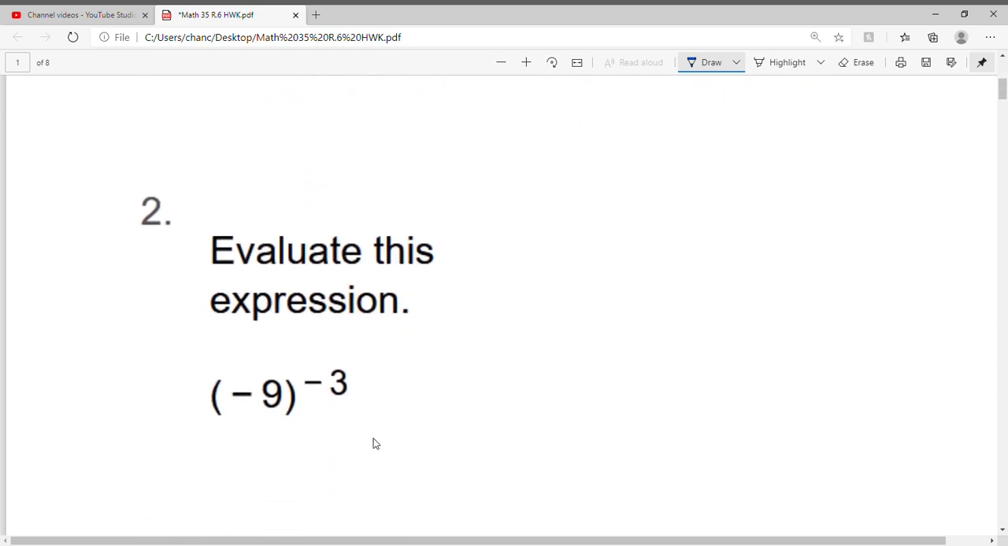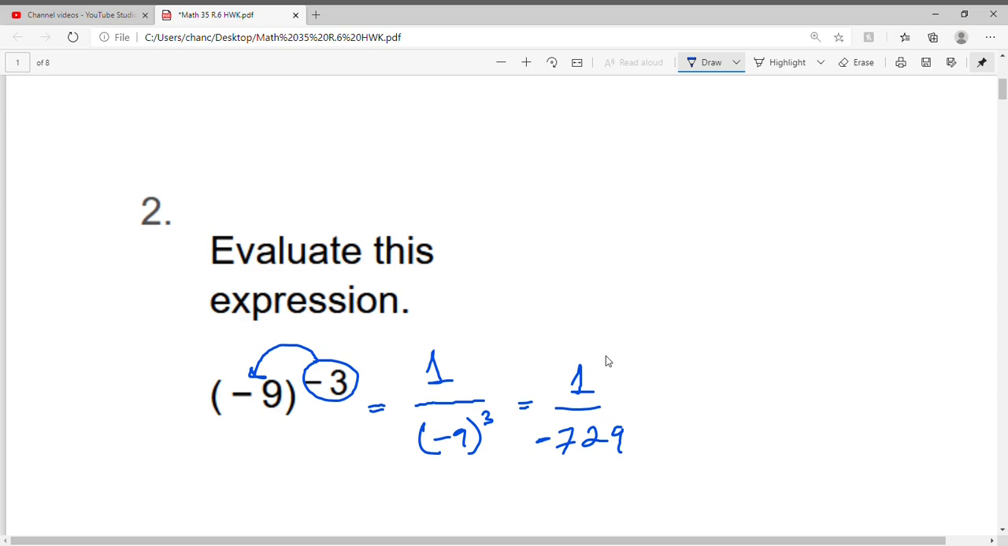Question number 2. Let's evaluate this expression. Negative 9 raised to the negative 3. We're going to use our negative exponent formula. The negative 3 influences the negative 9, so the entire negative 9 goes into the bottom. We're going to change this to a positive 3 and a 1 is left on top. Now we can simplify negative 9 cubed with our calculators. Negative 9 cubed results in negative 729, with a numerator of 1.